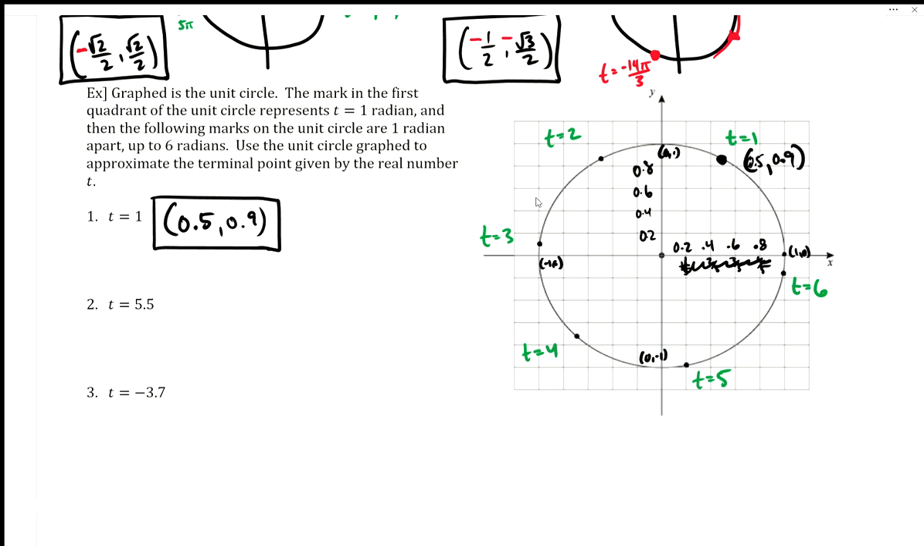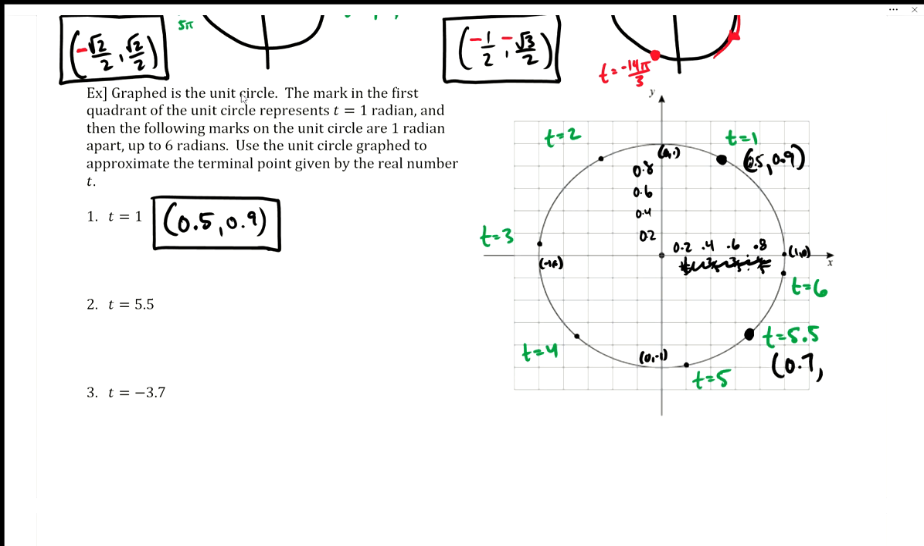So for t equals 5.5, we have t equals 5 and t equals 6. 5.5 is probably right in between those two, about there. That looks like it's equidistant from 5 and 6. So here's t equals, let me mark it in green also. Here's t equals 5.5. And that means our terminal point, again using this grid, looks like it's probably 0.7 for our x coordinate.